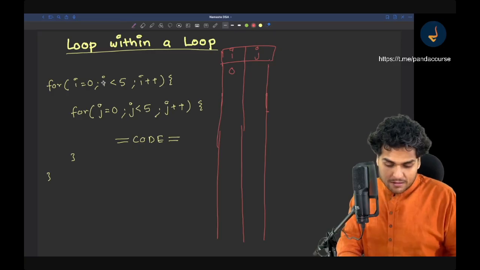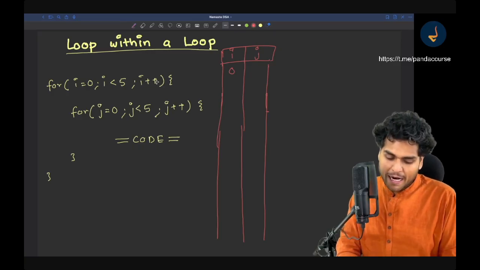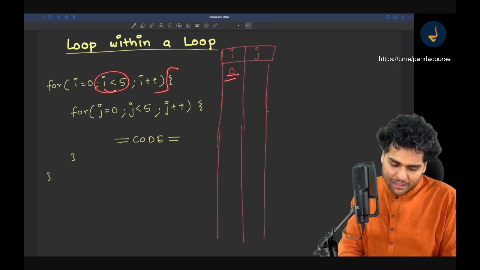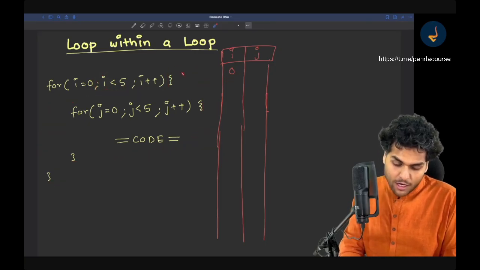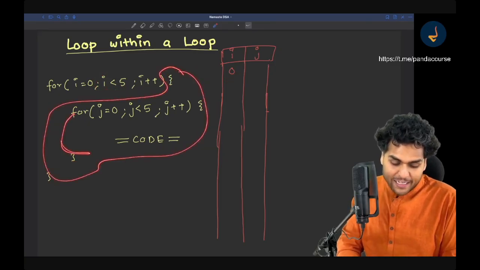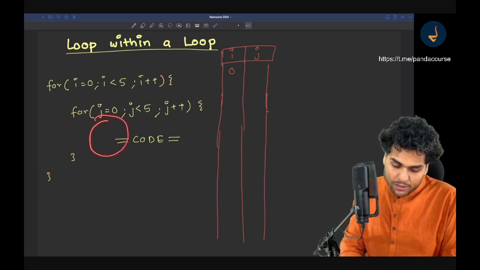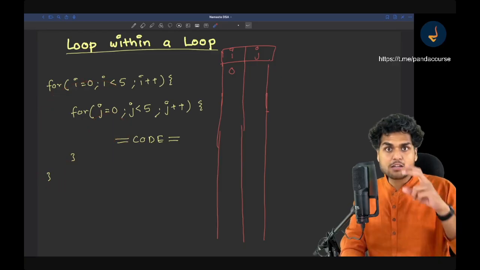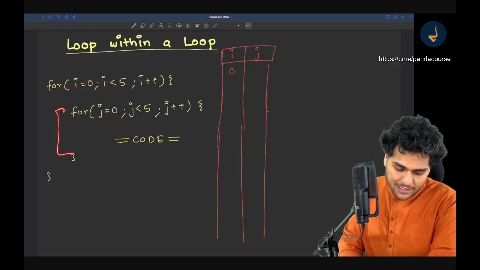Now it checks i is less than 5. When this condition is true, with i being 0, it runs this piece of code, and the second loop executes. Once this inner loop is finished, then the outer loop will start again. So there are two loops now. Now this j loop will execute.